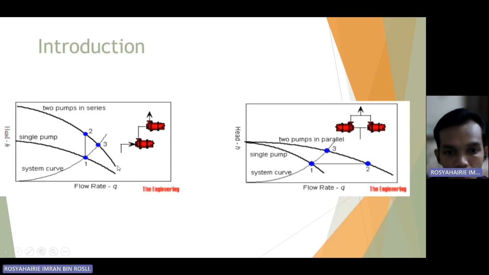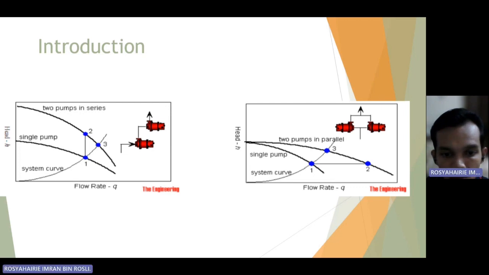The first configuration is series operation, in which one pump discharges directly into the suction of the second pump. Both pumps deliver the same flow rate but work together to create a single pressure, while the second configuration is parallel operation, in which two or more pumps share the flow at the same altitude by drawing from one common header and discharging to another common header.